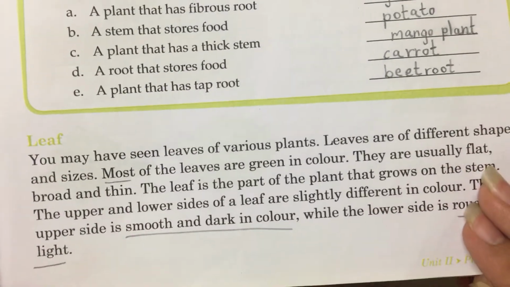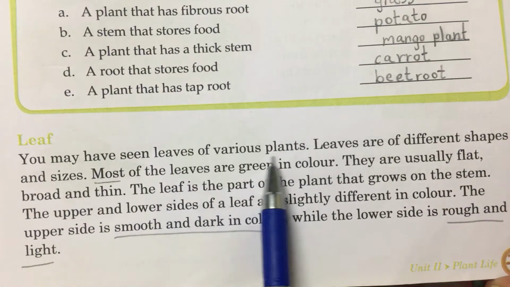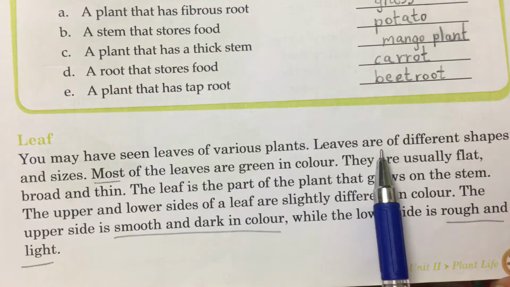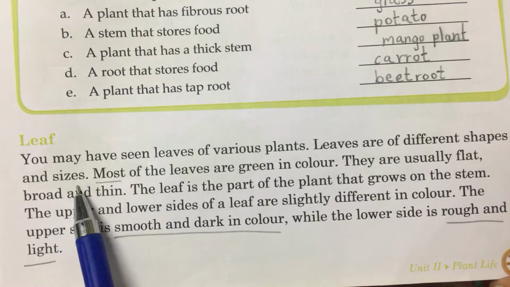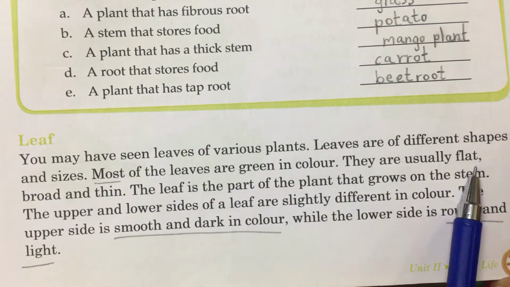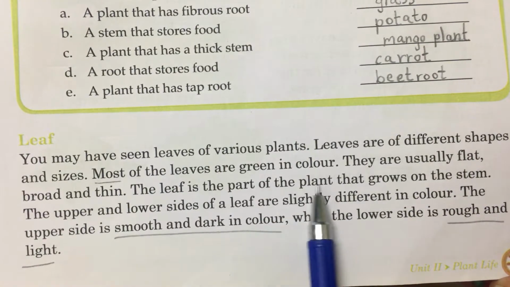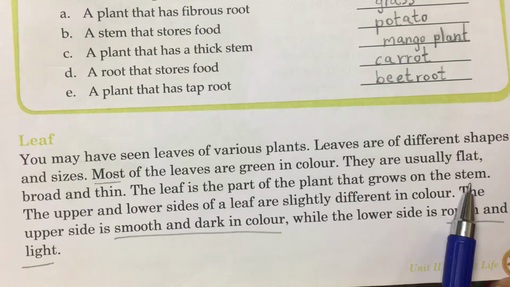Now let's learn about leaf. You may have seen leaves of various plants. Leaves are of different shapes and sizes. Most of the leaves are green in color. They are usually flat, broad, and thin. The leaf is the part of the plant that grows on the stem.